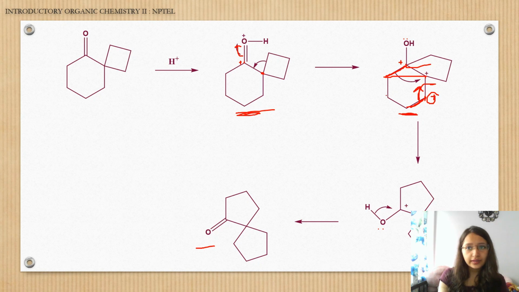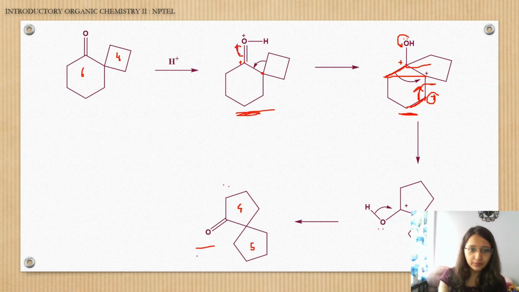Now, this carbon will get a positive charge. After the formation of this positive charge, there are oxygen lone pairs which can stabilize that positive charge, and that is how it is stabilized here. So a ketone is getting formed with two five membered rings. Here you started with a six membered ring and a four membered ring, but you ended up with a product with both five membered rings.